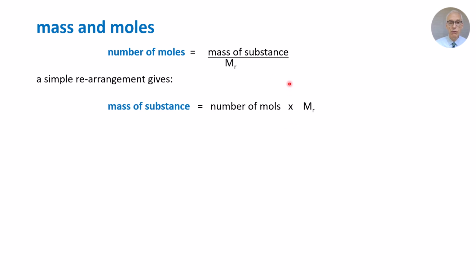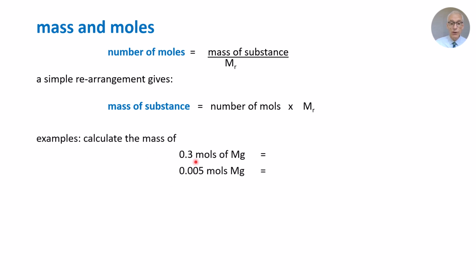Now, a simple rearrangement will give us the mass of substance being the number of moles times the relative formula mass. So rearranging, bringing relative formula mass up to the left-hand side and just reversing the order. So mass of substance is number of moles times relative formula mass.